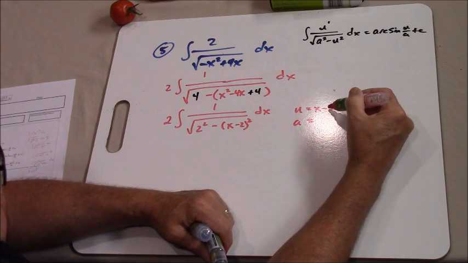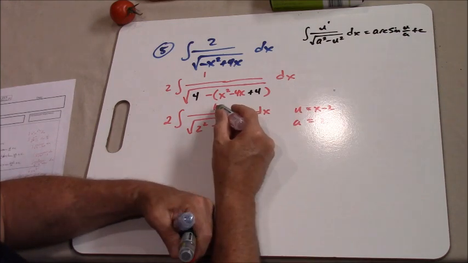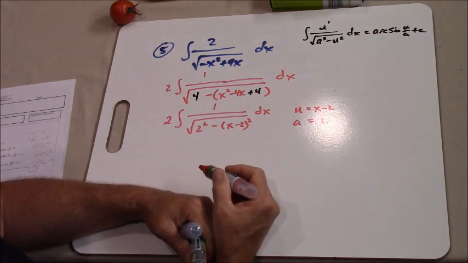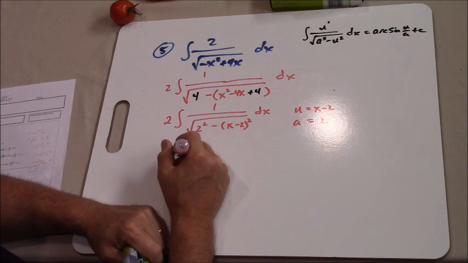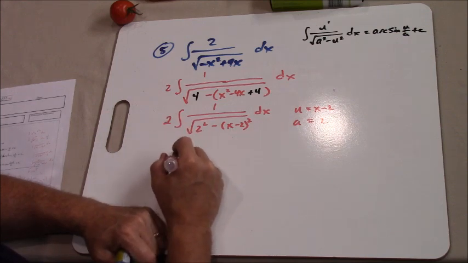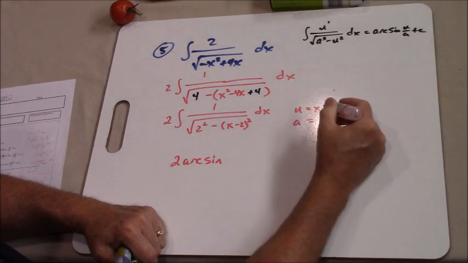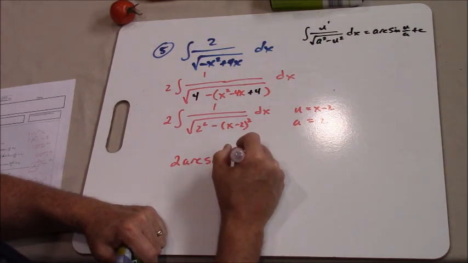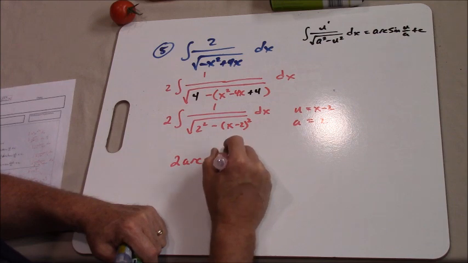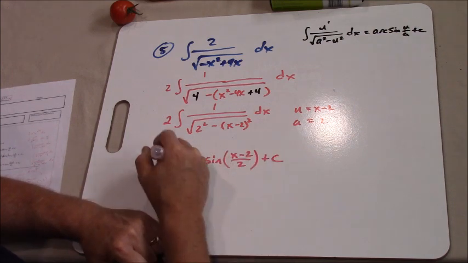If I take the derivative of this, that's 1, that is what I have in the numerator up here. So I can go ahead and answer this question. There is no 1 over a with the arcsine, but I do have the 2 out in front. So 2 arcsine of u over a. So that'd be x minus 2 over 2 plus c.